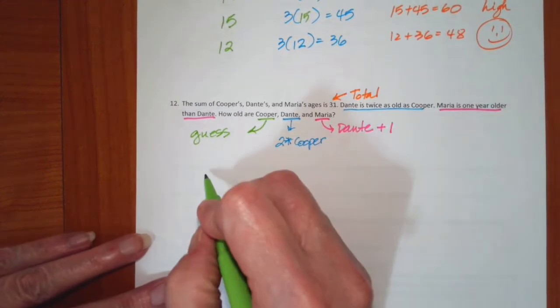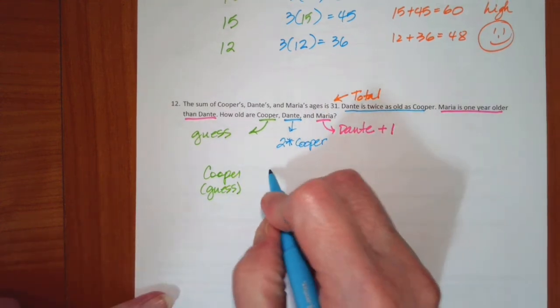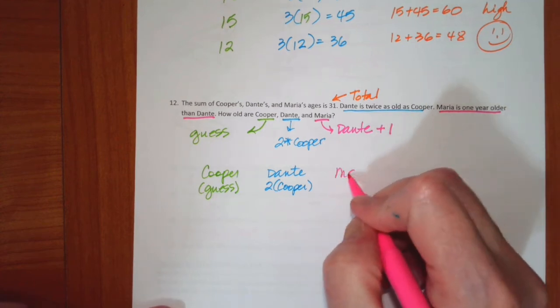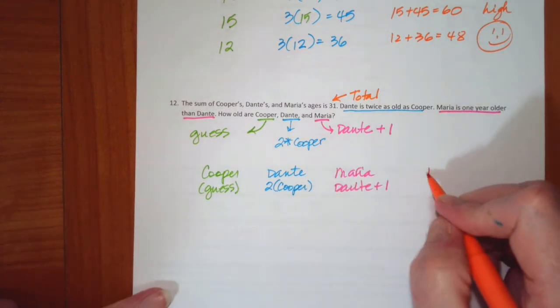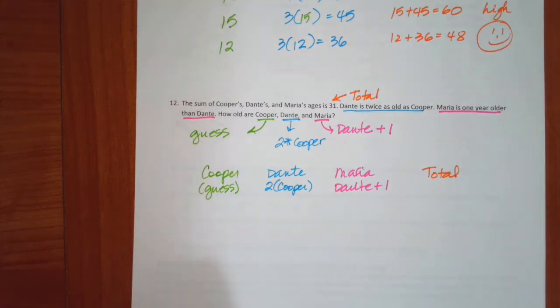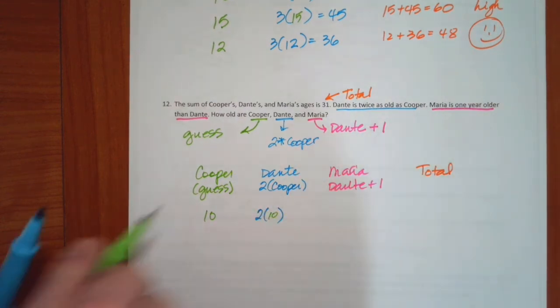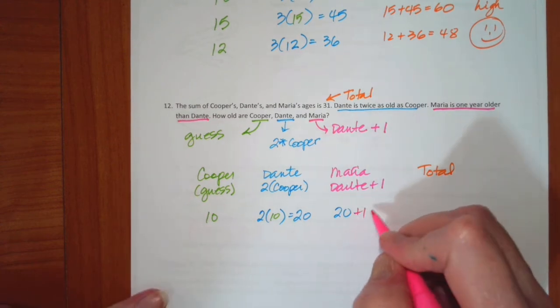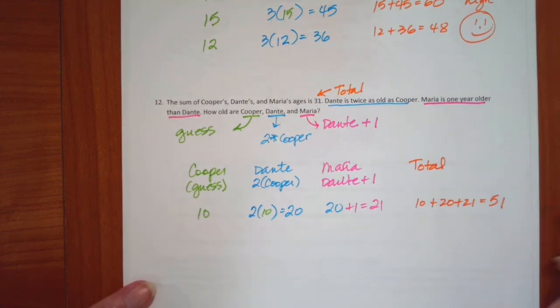Okay, so we've got Cooper, our guess. We have Dante, which is 2 times Cooper. And finally, we have Maria, which is Dante plus 1, and we have our total. Okay, they add up to 31. I'm going to start again with 10. It seems reasonable. So 10, this will be 2 times 10, which is 20. This is going to be 20 plus 1, which is 21. So 10 plus 20 plus 21 is 51. So that's too high.